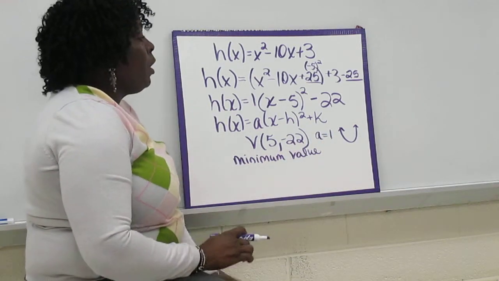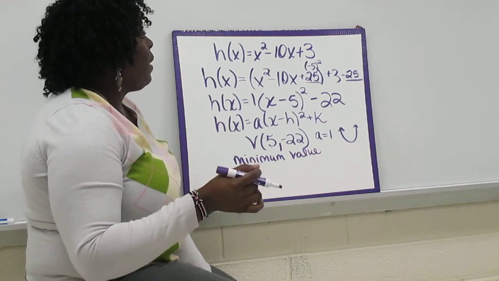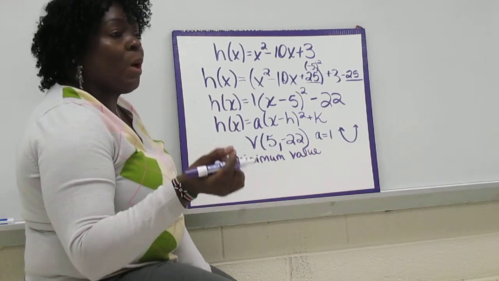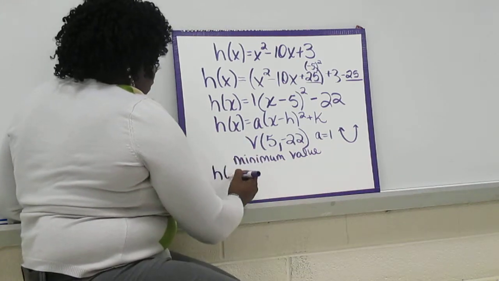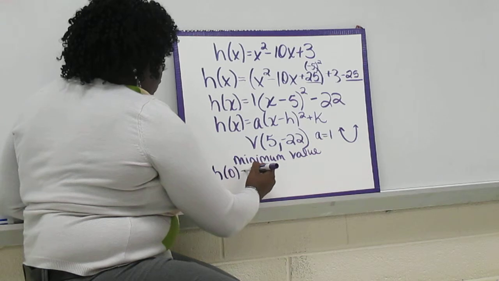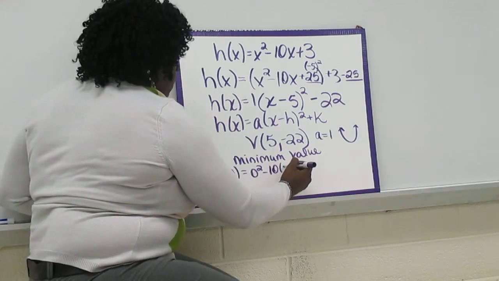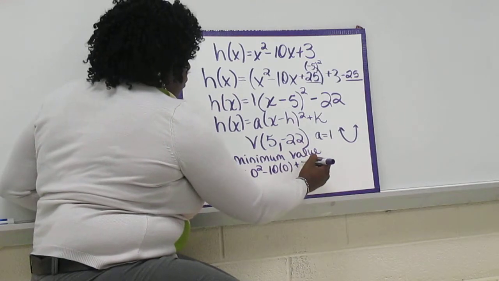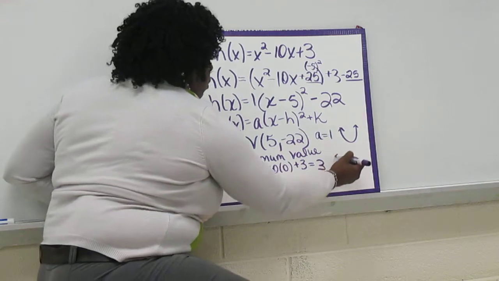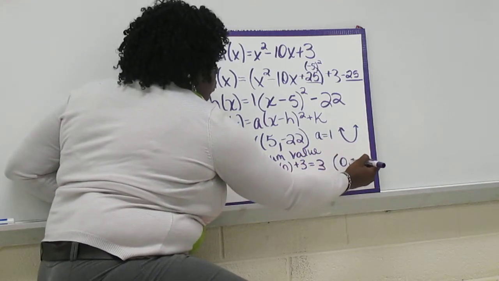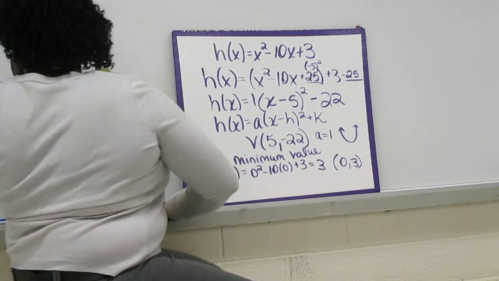All right. The other part of this problem was to find your y-intercept. Well, your y-intercept is when x is equal to 0. So you're going to take your function and plug 0 in for x. And of course we get 3. So our y-intercept was 0, 3. Okay.